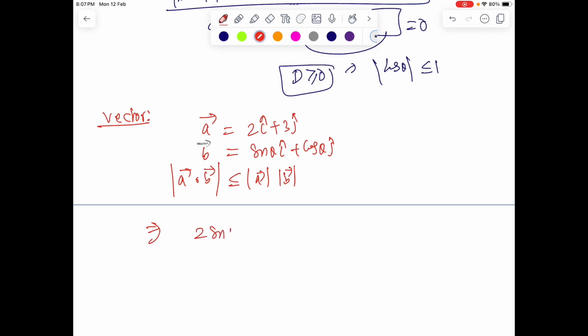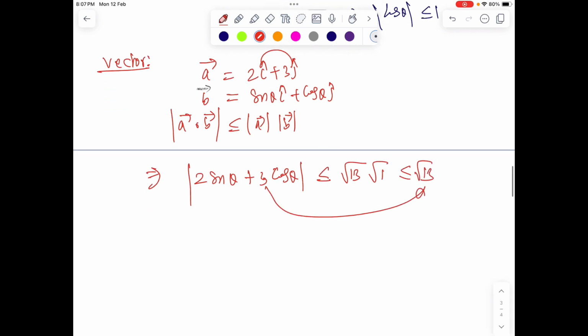Now using dot product, we know the magnitude of a dot b will be less than or equal to mod a times mod b. Just now we have proved this, and the question is done because a dot b is 2 sine theta plus 3 cos theta, and its magnitude is less than or equal to mod a mod b. Magnitude of the first is root 13, and magnitude of this is root 1, which is just 1. Okay, hence what's the answer for this?